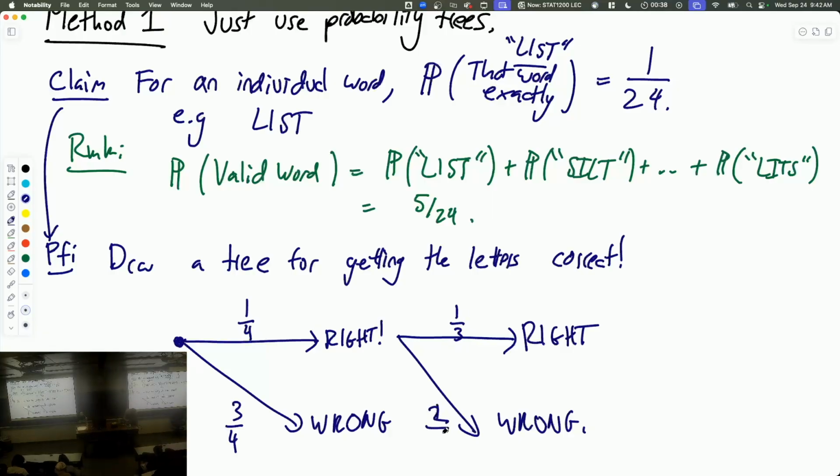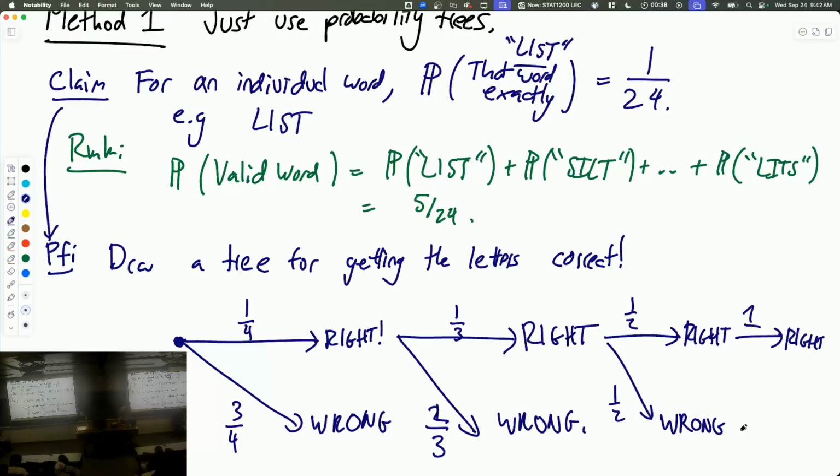And then the next one, you get it wrong with chance 2 out of 3. And finally, for the next letter, there's 2. If I had gotten it right, we could keep going. There's 2 tiles left, so there's a 1/2 chance of getting it right, and a 1/2 chance of getting it wrong. And last but not least, if you've gotten it right up until now, there's only 1 tile left, so you will get that one correct.